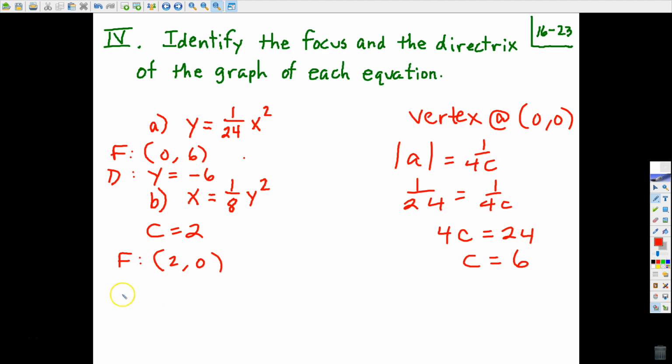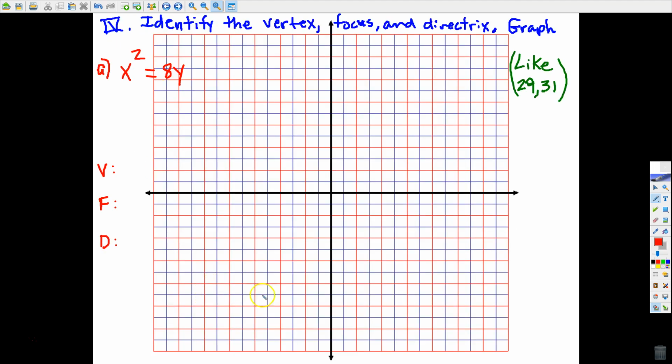And Matthew, what would the directrix be? X is -2. Any questions? Everybody good so far? Okay, it's not until you get to this part of your assignment that you're going to start actually graphing. Okay, so your instructions say to find the vertex, focus, and the directrix, and then sketch the graph.